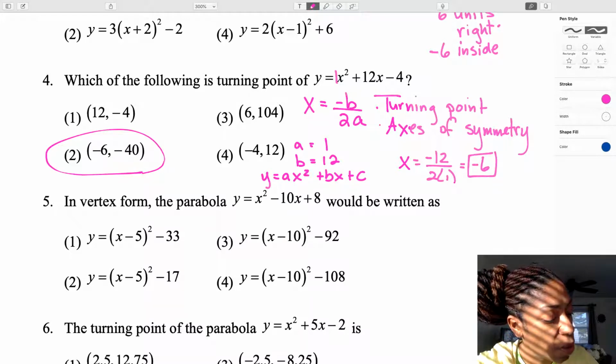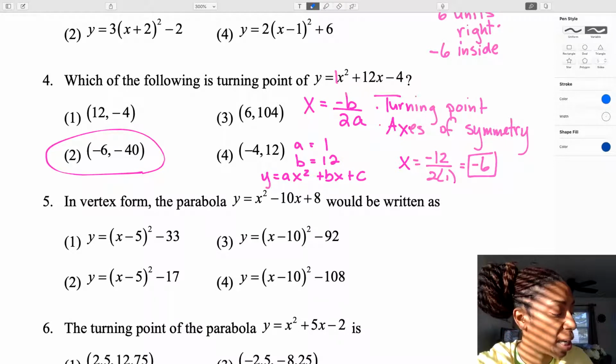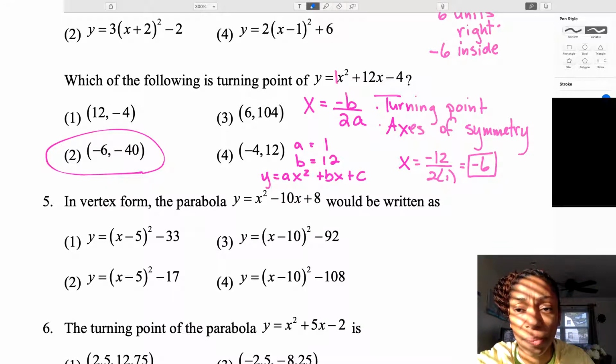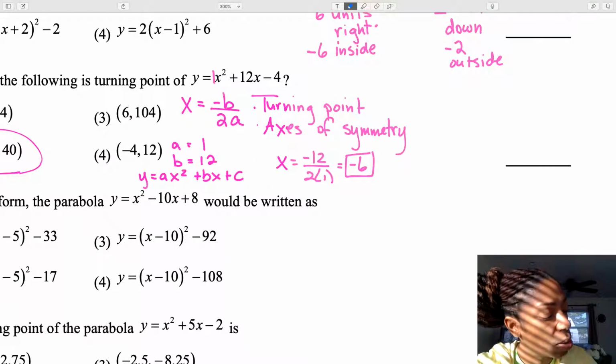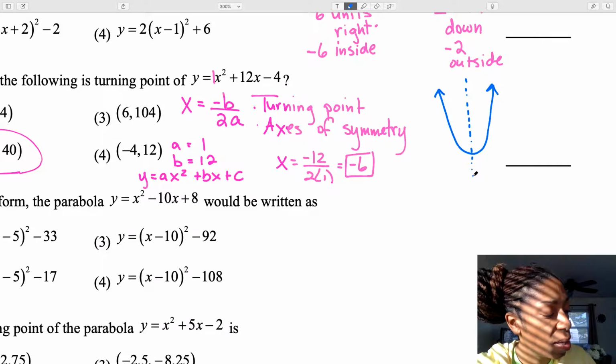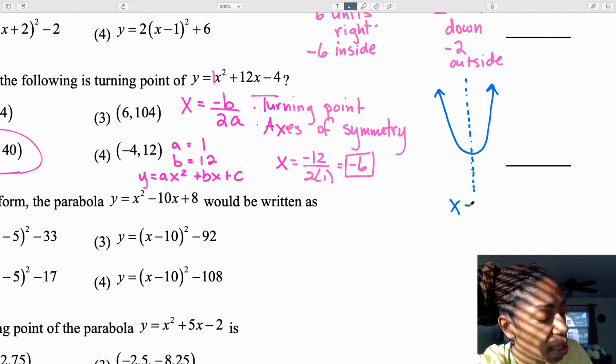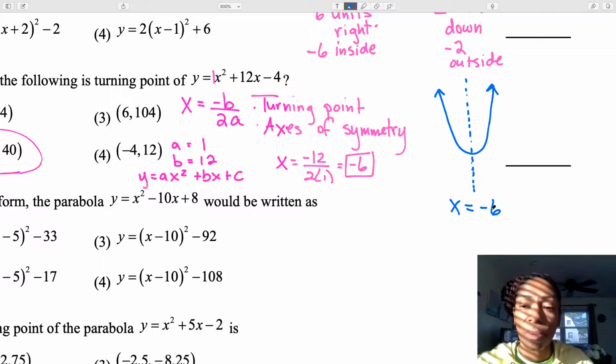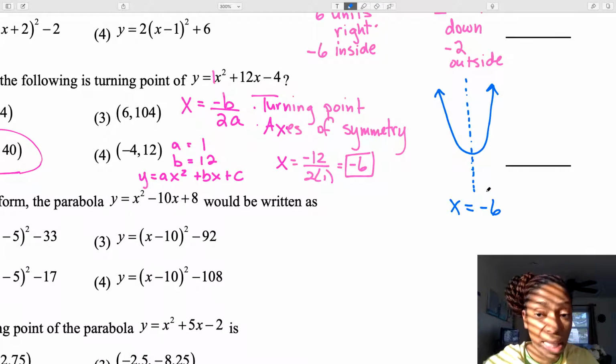Let me just give you a little visuals, just so you understand what I just said. If we have our parabola, the axis of symmetry cuts the parabola in half. And this axis of symmetry, this line, is at x equals negative 6. X equals negative 6 is a vertical line that goes through the x-axis at negative 6.